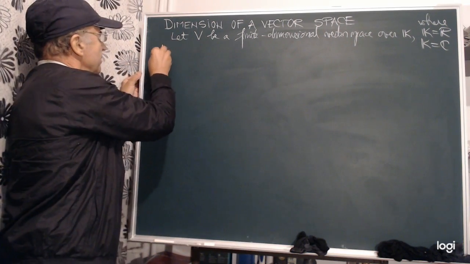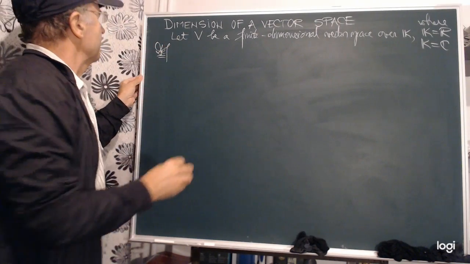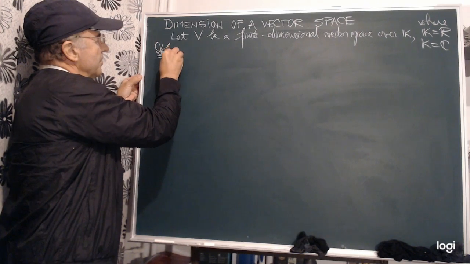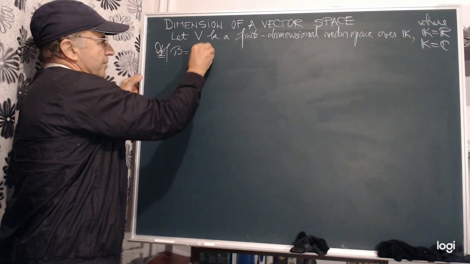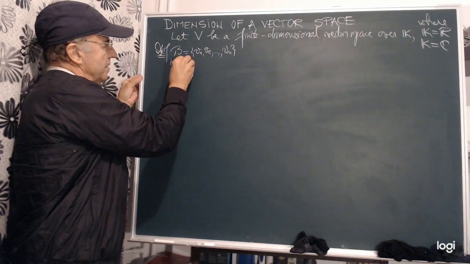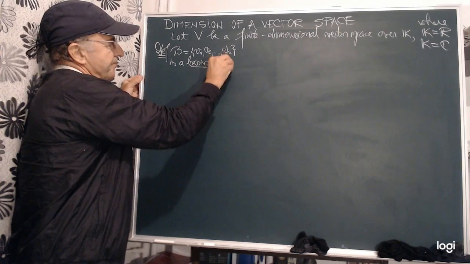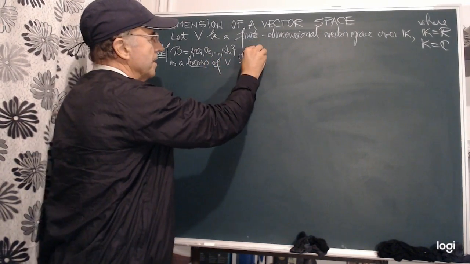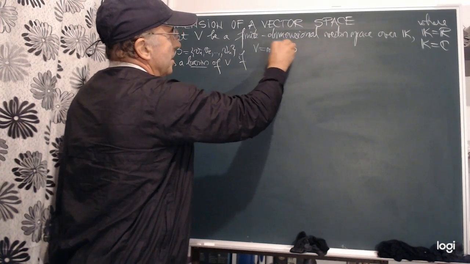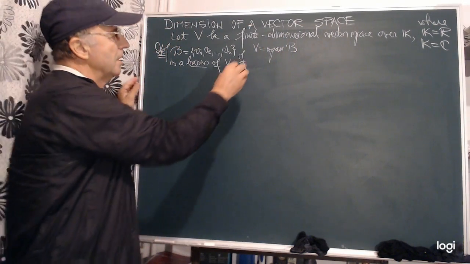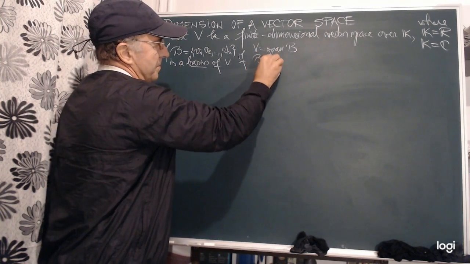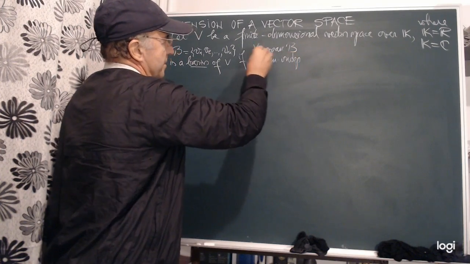Firstly, a definition. The definition of the basis of a vector space: a system of vectors denoted by B, vectors v1, v2, up to vn, is a basis of V if V is the span of B, and the second condition, B is a linearly independent system of vectors.